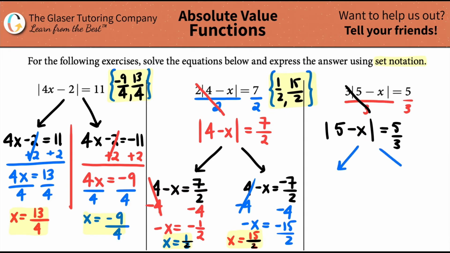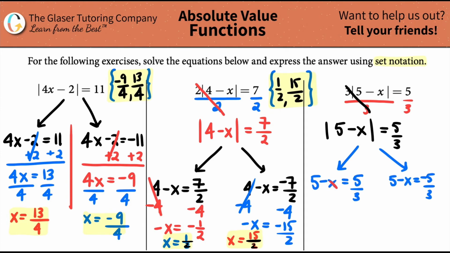That's when you split it up. Look how easy this is becoming. And once you split it up, you get rid of the absolute values. Make one answer the positive, make one answer the negative. 5 minus x equals 5 over 3. And then 5 minus x equals negative 5 over 3. Let's do it. We want to solve for x.